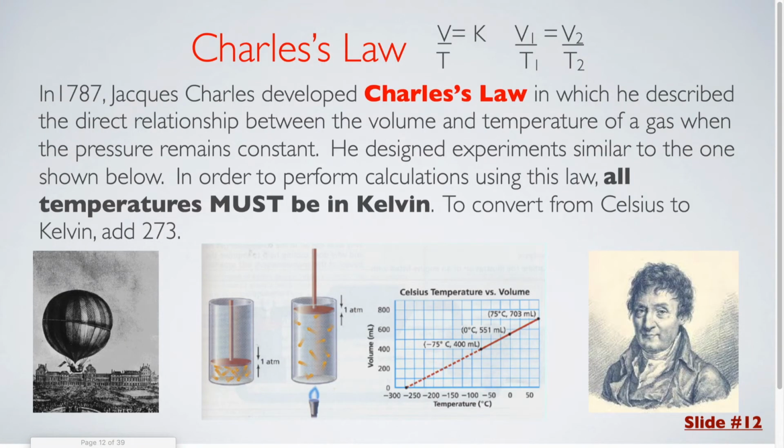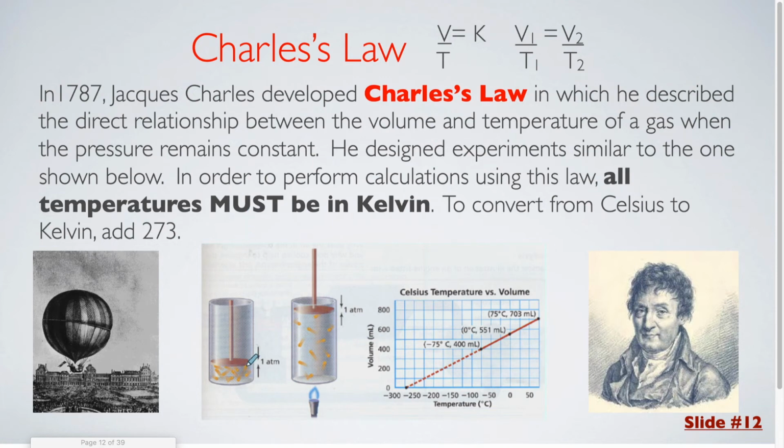All right, our second law that we are going to be discussing is Charles' Law. In 1787, Jacques Charles developed Charles' Law, in which he described the direct relationship between the volume and temperature of a gas when the pressure remains constant. So this time, since pressure is constant, that variable will not be found in our equation. He designed experiments similar to the one shown below. In order to perform calculations using this law, all temperatures must be in Kelvin. To convert from Celsius to Kelvin, all you have to do is add 273.